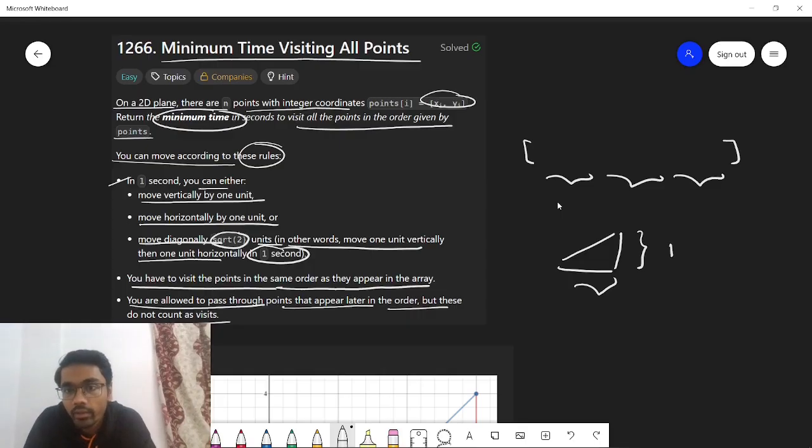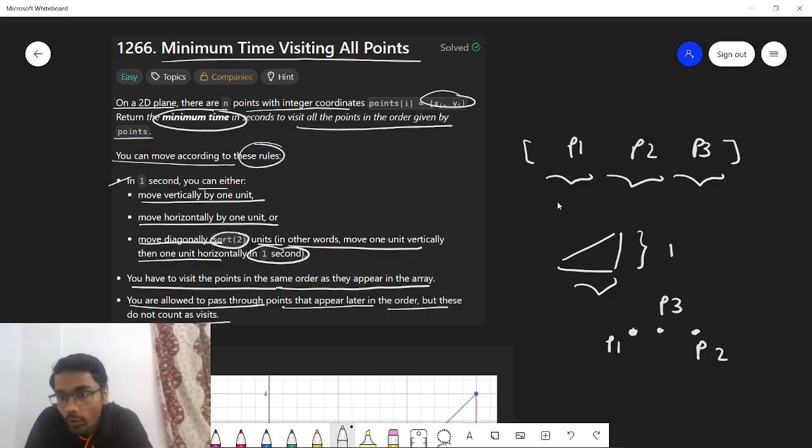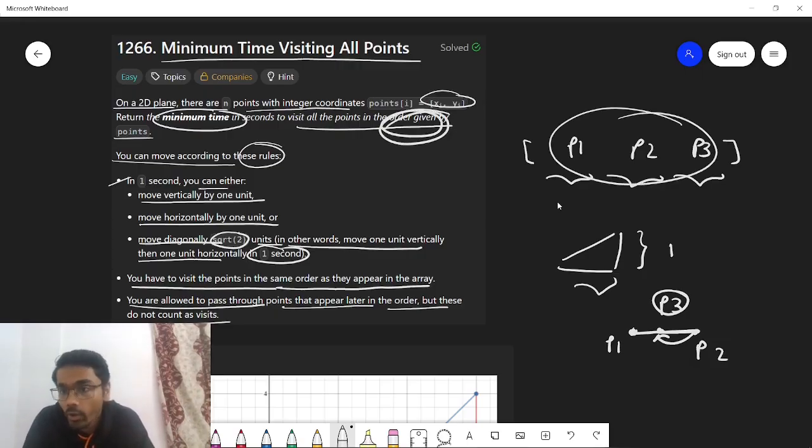And also one thing, let's say this is point 1, this is point 2 and in between you have point 3. So if you are going from point 1 to point 2 and in between you come across point 3, you will not count this point 3 as visited. You need to first visit point 2 then visit point 3 because they have said that you need to traverse in the order in which it is given in the points array. So this is what you need to take care of.